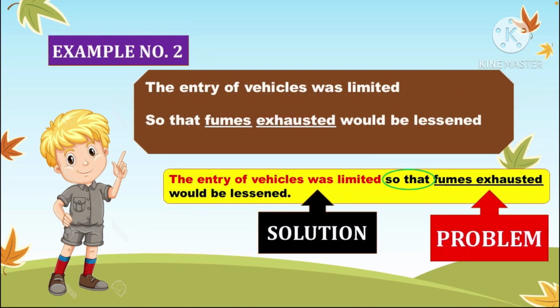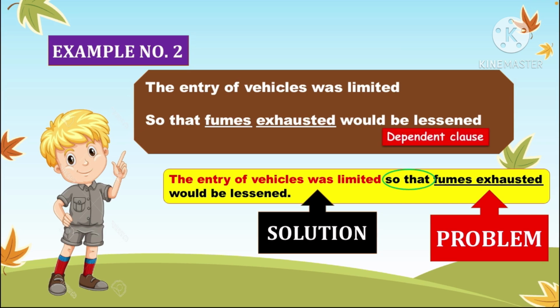Next example, the entry of vehicles was limited so that fumes exhausted would be lessened. And then when we combined these two clauses together to form a complex sentence, it will be the entry of vehicles was limited so that fumes exhausted would be lessened. So in these two clauses, which is the dependent clause, the first or the second one?